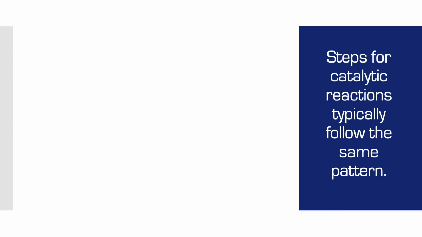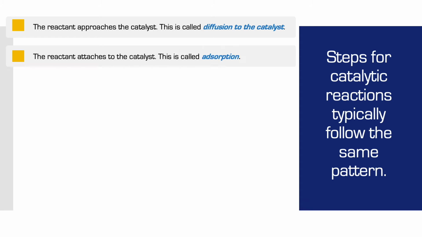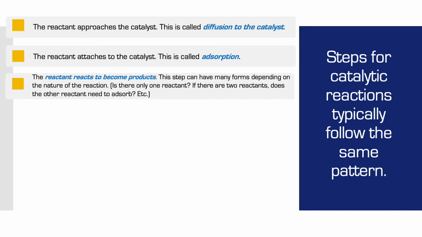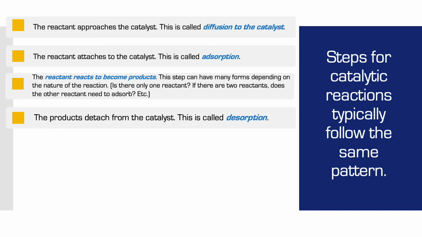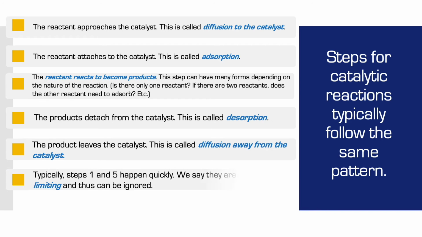Steps for catalytic reactions typically follow the same pattern. The reactant approaches the catalyst. This is called diffusion to the catalyst. The reactant attaches to the catalyst. This is called adsorption. The reactant reacts to become products. This step can have many forms depending on the nature of the reaction. Is there only one reactant? If there are two reactants, does the other reactant need to adsorb too? The products detach from the catalyst. This is called desorption. The products leave the catalyst. This is called diffusion away from the catalyst.